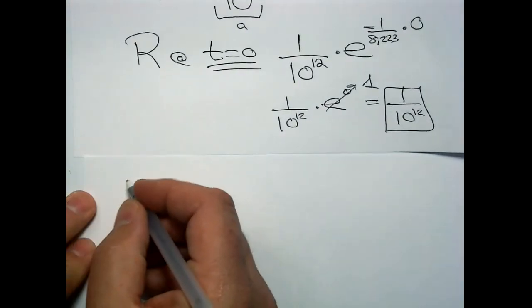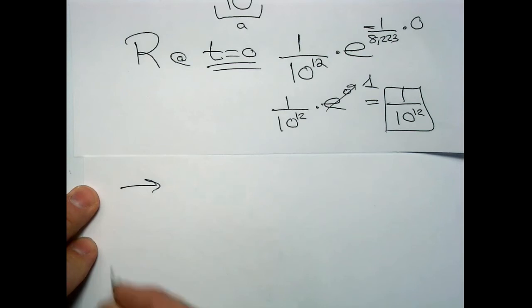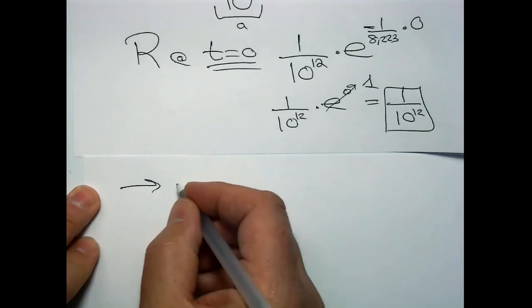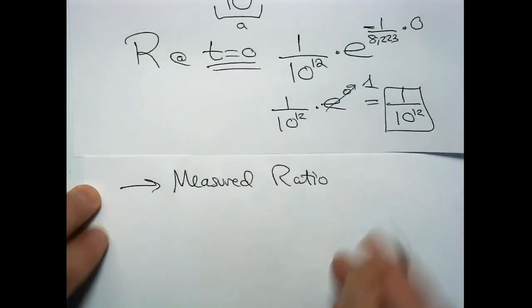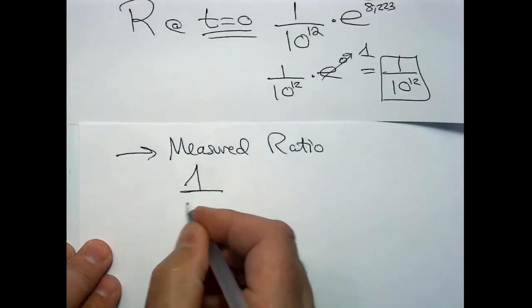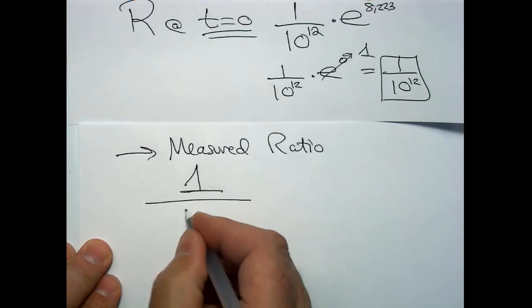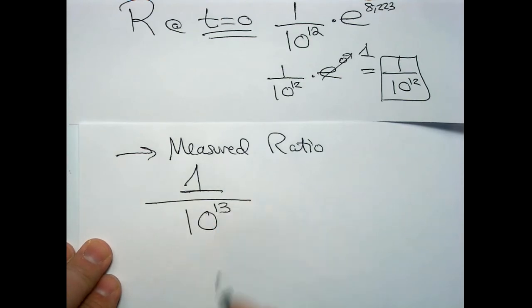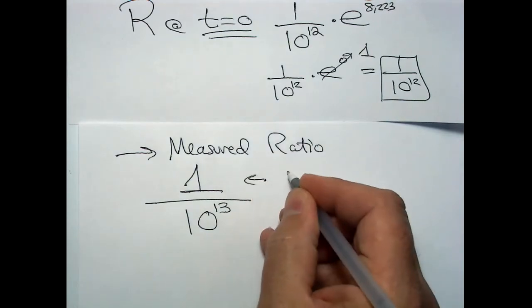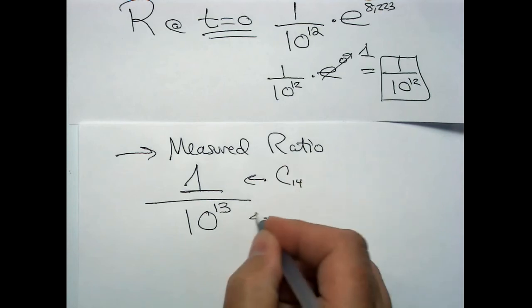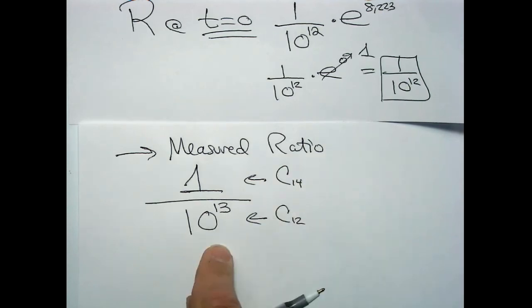I just dug up a woolly mammoth, archaeologist, and we noticed that the measured ratio was this. We only found 1 atom of carbon-14 for every 10 to the 13th power, 1 with 13 zeros. That's a lot of carbon-12 down there. So only 1 tiny bit of carbon-14 for all of this extra carbon-12. So that's a much smaller ratio, by a factor of 10 actually, than when it was living.